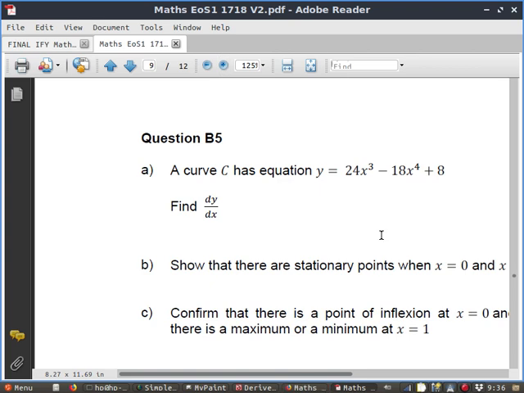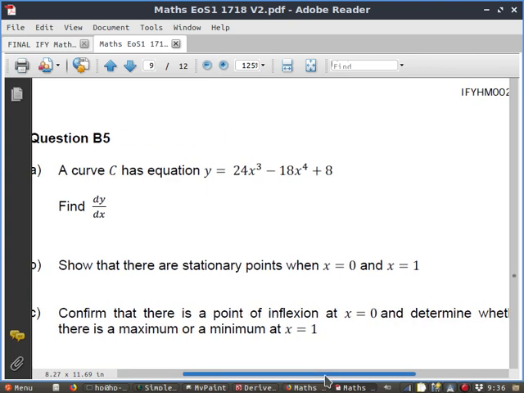Oh, I thought it was... oh, it is a power 4. Good. It's exactly what I was picturing. Okay.